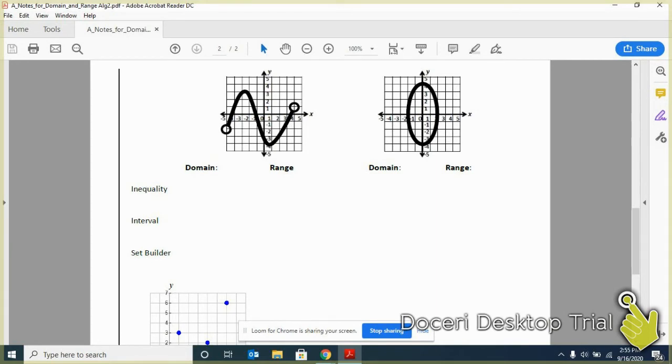Okay, so my domain, I know, goes from here to here. So it's -5, it looks like, to 4. Open circle. So x, like that. My range, actually, I'm just going to finish the interval first. I know it goes from -5 to 4 on my x values. Again, because of the symbols, parentheses. And then my set builder, values of x such that -5 is less than x is less than 4. Okay.